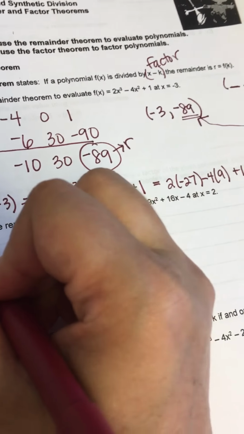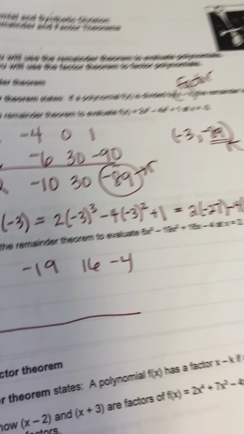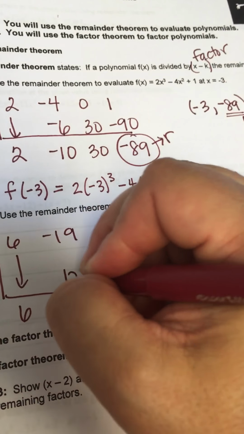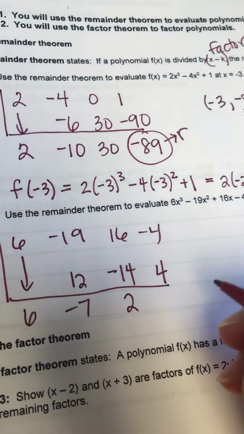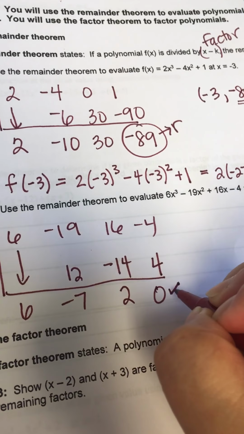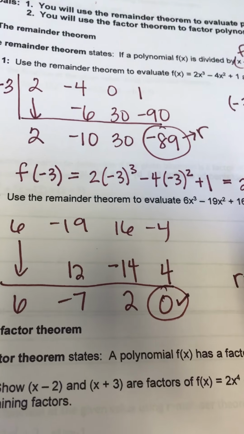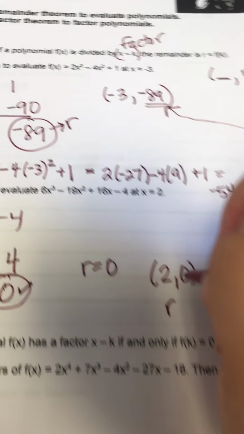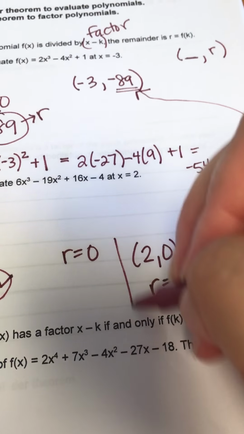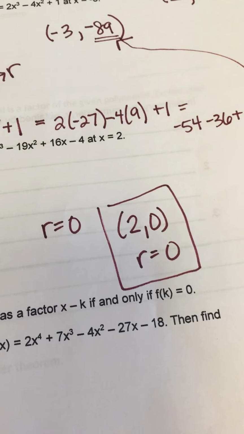2 outside, I got 6, -19, 16, -4, 6, 12, -7, -14, 2, 4, and 0. All right, so for me on this one, the remainder is 0. So my ordered pair would be 2, 0, or I would say remainder equals 0. So either one of these answers, when I ask you about what the remainder is, would be fine. If you want to write out a sentence into it, that's fine.